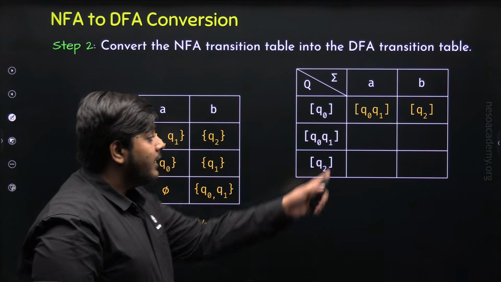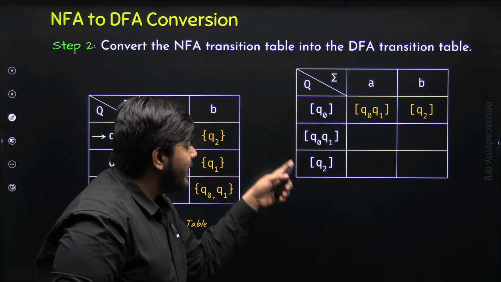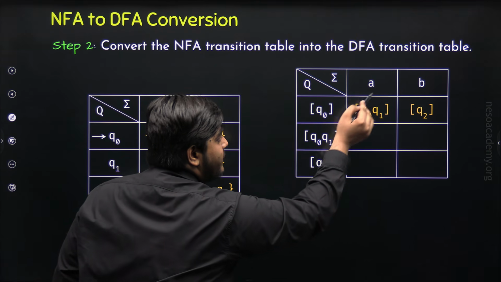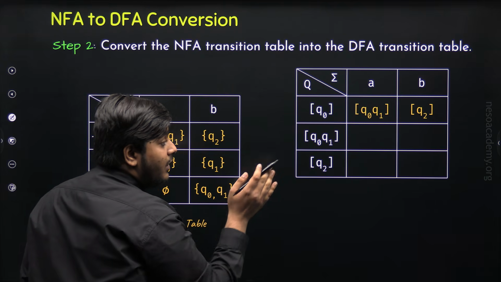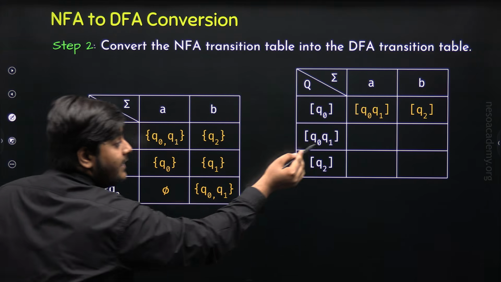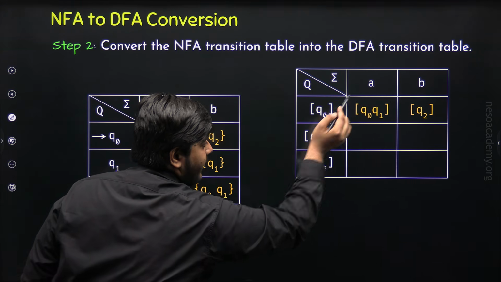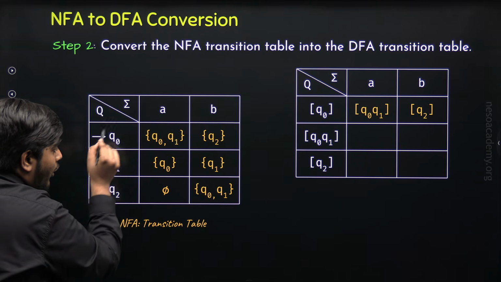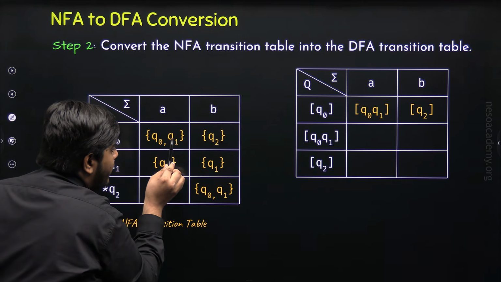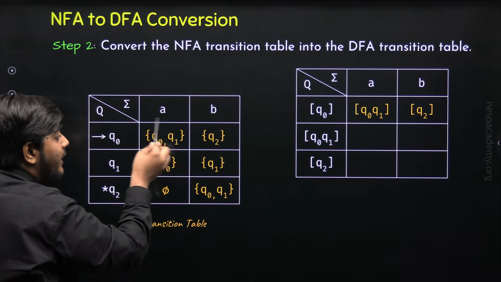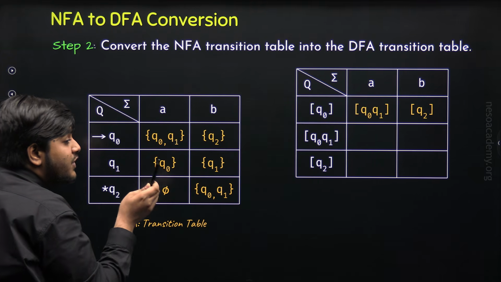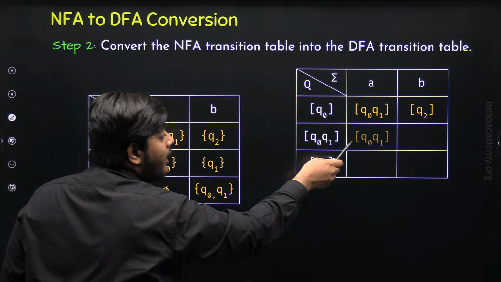Now we need to complete the transitions or the next states for these two new states. So if the current state is Q0, Q1 and the input symbol is A, what will be the next state? We can fill these next states by referring to the transition table of NFA. If the current state is Q0, Q1 and the input symbol is A, the next states are Q0, Q1 and Q0. So we have to take the union of these two states and we will get Q0 and Q1, which we will combine. So the next state will be Q0, Q1.